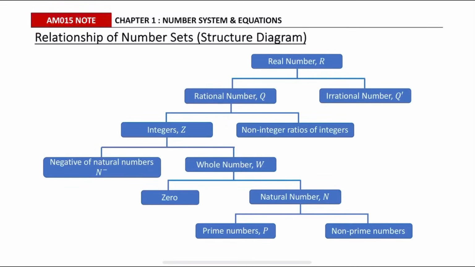The relationship of number sets can also be shown by using the structure diagram. The real numbers are divided into two classes, which are the rational numbers and irrational numbers. The rational numbers will further divide into integers and non-integer ratios of integers. And if you still remember, integers consist of the whole numbers and the negatives of natural numbers. The whole numbers are the natural numbers and 0. And the natural numbers are divided into prime numbers and non-prime numbers.